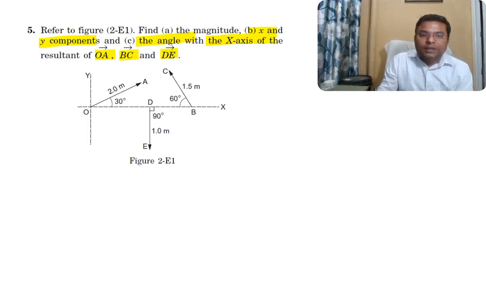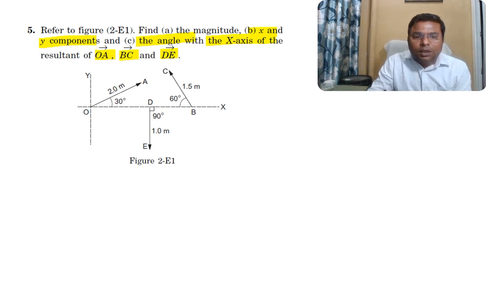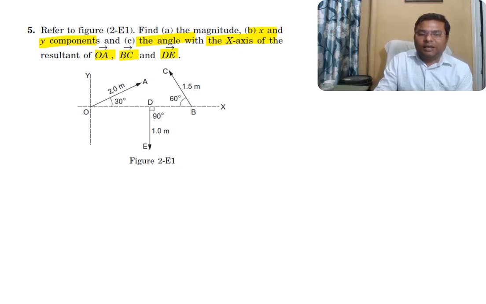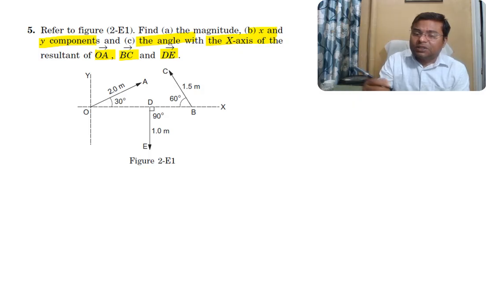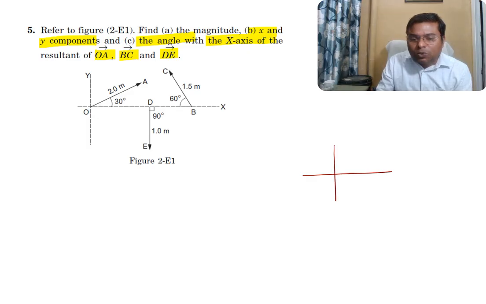Now see here, there are a number of vectors on the axes. So in order to find the resultant of all the vectors, we must translate the vectors to a common point. The value of a vector does not change under translation. So suppose this is the common point, that is O.